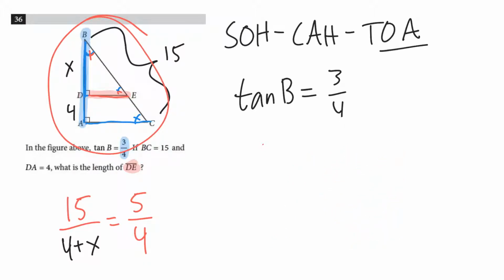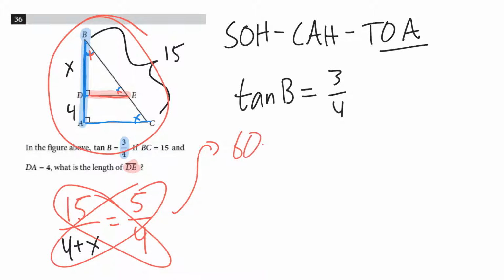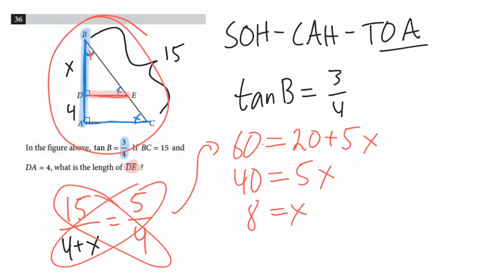Alright, so we'll cross multiply here, and we'll see that 4 times 15, well, that's 60. And then 5 times 4 plus x, well, it's going to be 20 plus 5x. Subtract 20 from both sides, we get 40 equals 5x, and then divide by 5. So x equals 8. So you can see over here that this side will be 8.